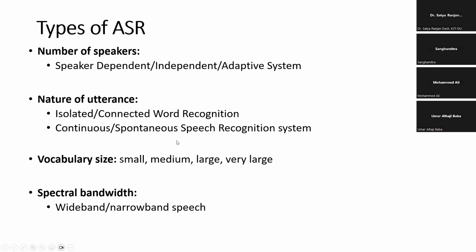Because when we speak, there will be a lot of disfluencies and a lot of grammatical mistakes also. In spite of all those, the system should be able to give us the proper transcripts, the proper output. So that will be the most complex type of ASR, which is the spontaneous speech recognition system.